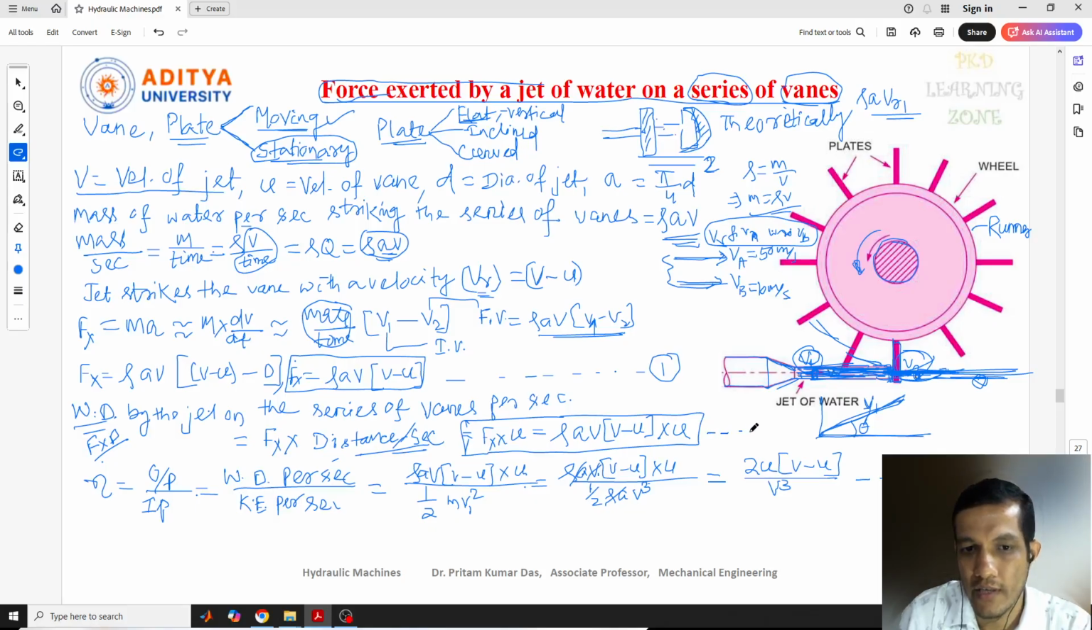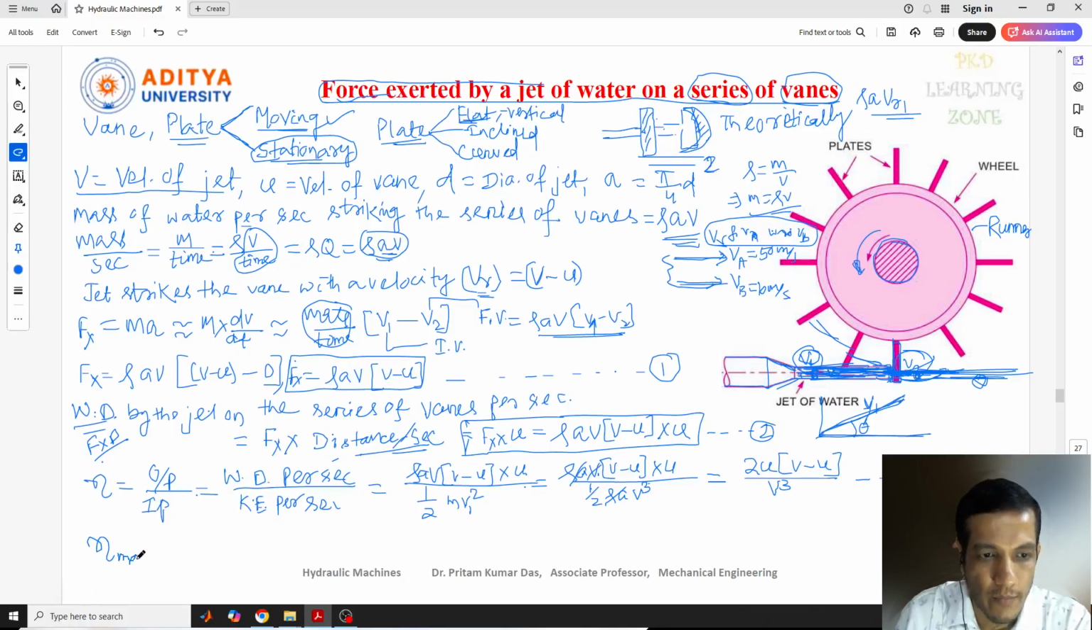This is our equation number 2. So three things we have identified: one is force, next work done, next efficiency. Now this equation will give you the efficiency of the wheel. And for the given jet velocity, when will the efficiency be maximum? That means we can find out the maximum efficiency.